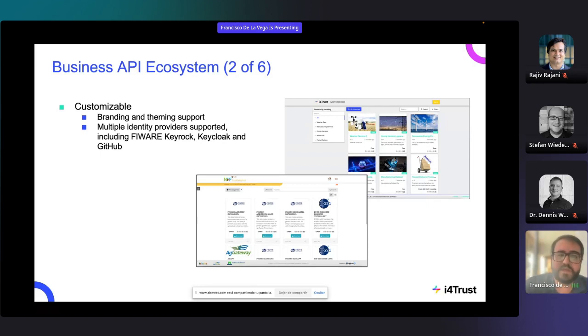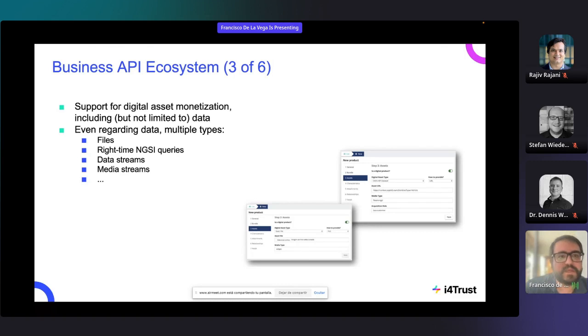Of course, this software is integrated with FIWARE Keyrock because it's the identity manager we are providing as part of the FIWARE ecosystem. But this is also integrated with Keycloak, which is an identity manager provided by Red Hat. And if you have a use case where you don't need a lot of complexity and you only need login and these kind of things, it is also integrated with GitHub accounts. So you can use GitHub in order to sign in into the Business API Ecosystem software.